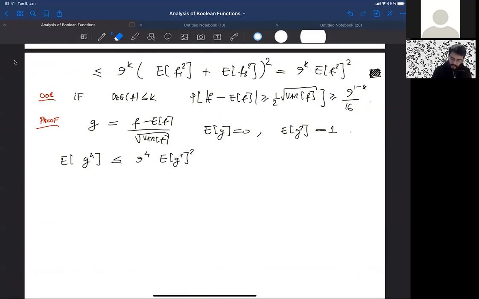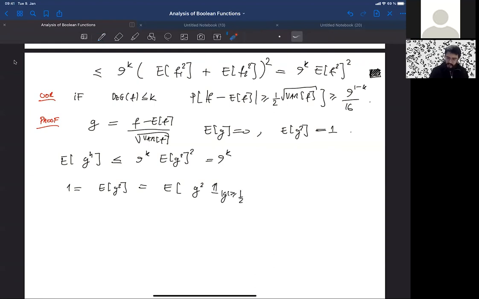So this is 4, this is k, this is just 9 to the k. And then what you have is that you apply the next inequality we use. I think it's called the Sigmoid inequality or something like that, but it's easy to prove, so let's prove it here.